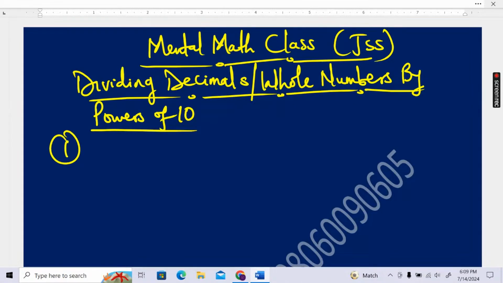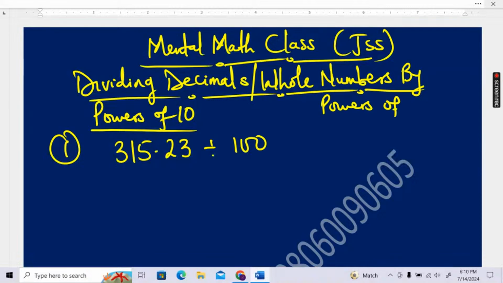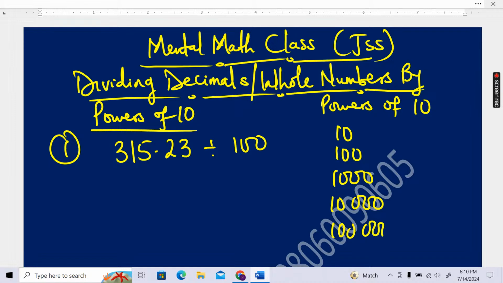Now, if you have 315.2, now 100 is a power of 10. That's 10 raised to power 2. The first time I explained what powers of 10 were: 10, 100, 1,000, 10,000, 100,000. Now, 10 means 10 raised to power 1 because it has only one zero.